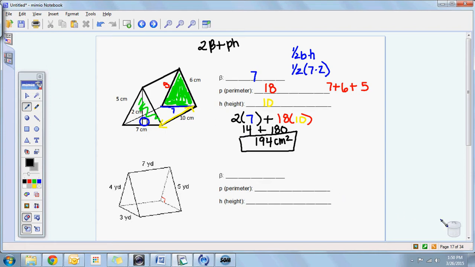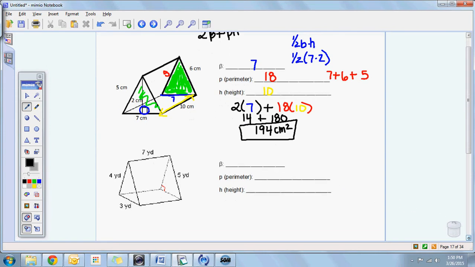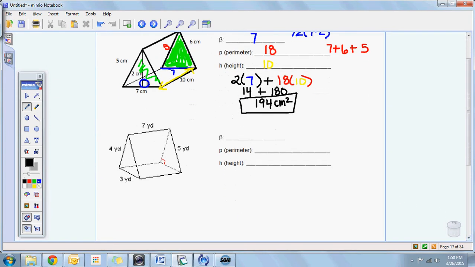Okay? Okie dokie. Go ahead and try this last one on your own. Remember, it's important when you have a triangular prism to shade the actual triangle. Okay, so you're going to use that as your base area. All right, go ahead and give it a try. Pause it and then check your answer when you're done.